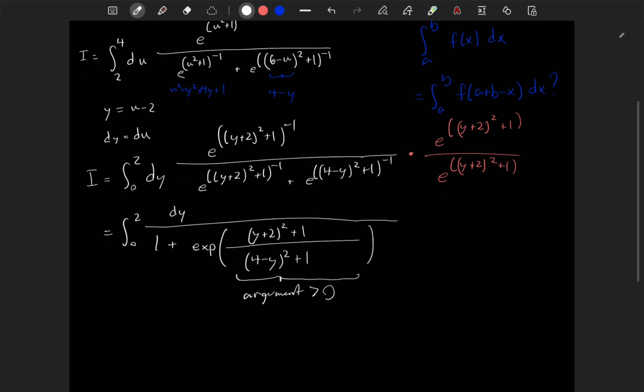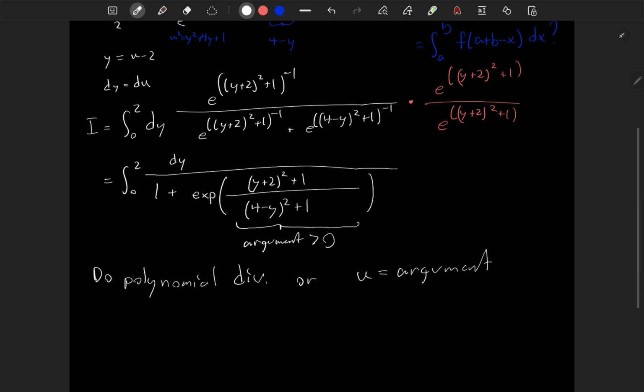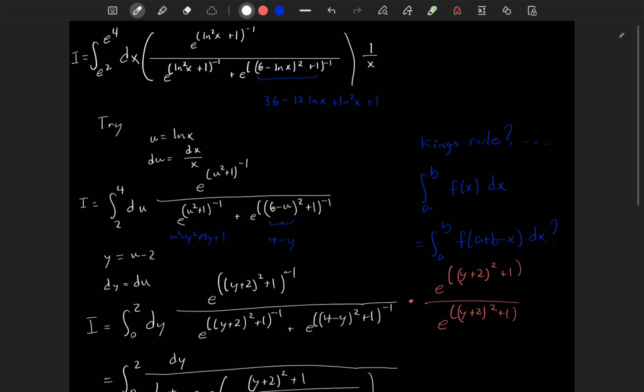My ideas right now are to do polynomial division and see what happens. Maybe u equals the argument of the exponential. Just boldly do that. The structure of this integral, though, is very intentional. It looks like it's asking for us to notice a trick.